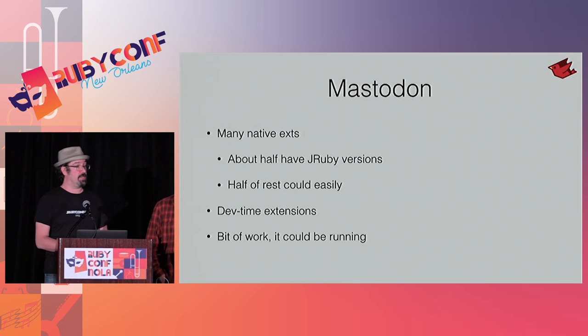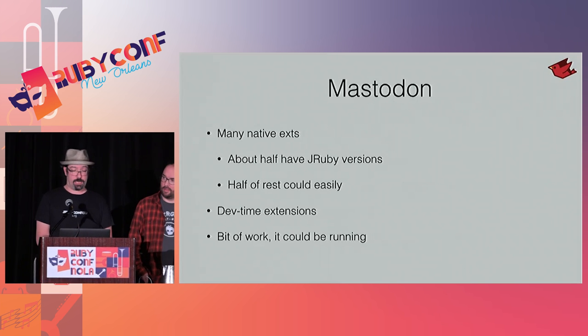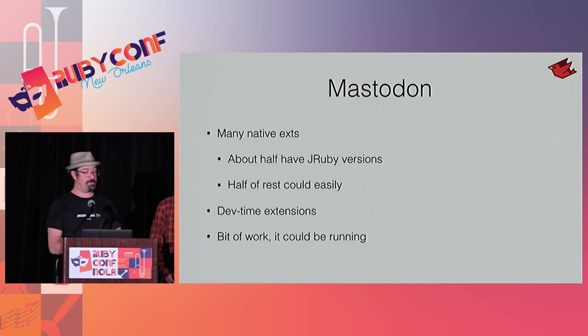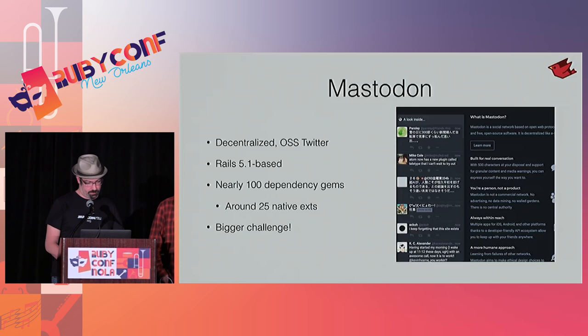So I thought I would take it up a notch and try something a little bit larger and more complicated. Mastodon is basically like an open source Twitter sort of clone, a decentralized Twitter that you can do all the same sorts of things on. This had lots and lots of native extensions, and some of them did not have JRuby versions. Rails 5.1 based, about 100 dependency gems. So this is almost twice as large dependency-wise as Redmine. And it's definitely a bigger challenge.